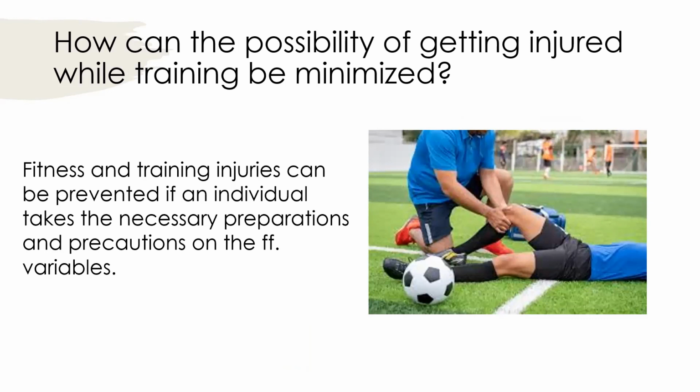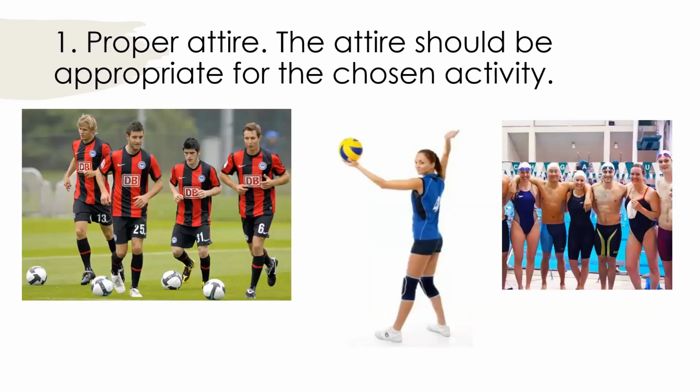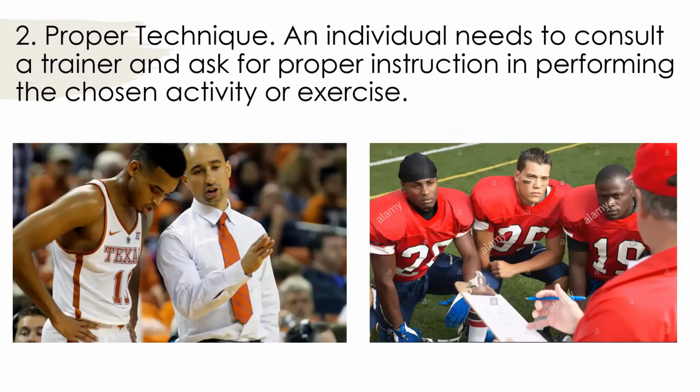How can the possibility of getting injured while training be minimized? Fitness and training injuries can be prevented if an individual takes the necessary preparations and precautions on the following variables. First, proper attire. The attire should be appropriate for the chosen activity. Number 2, proper technique. An individual needs to consult a trainer and ask for proper instruction in performing the chosen activity or exercise.